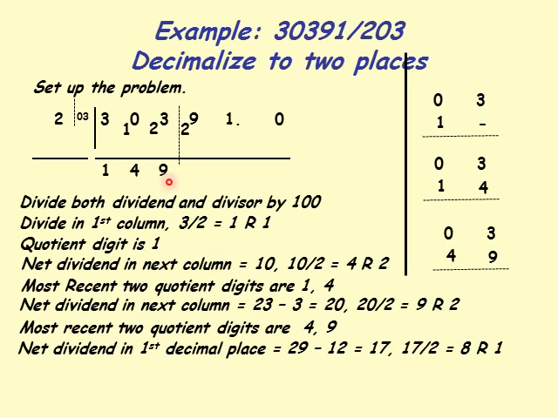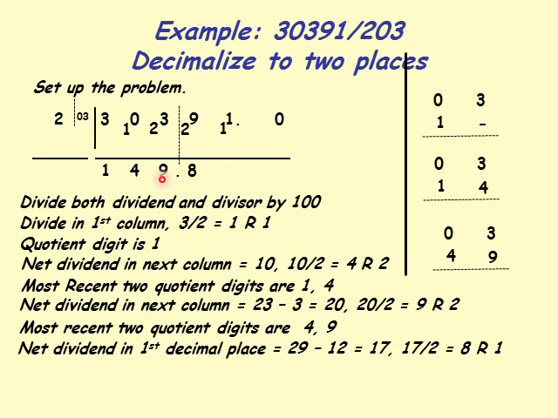Let's continue here. Because we're decimalizing the division, we'll continue to divide after we reach the dividing line here, and the decimal point goes right here, after the 149. So 29 minus 12 is 17, and we now divide 17 by this dividing digit. 17 divided by 2 is 8, remainder 1. So we have 8 and the remainder 1.